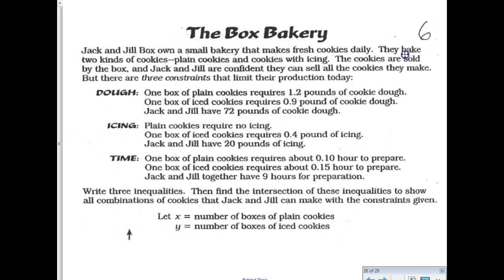Worksheet 12 is part of your homework check. I'm going to do the harder problem with you, which is side B, and then you're going to do the easy one for homework, which is side A.